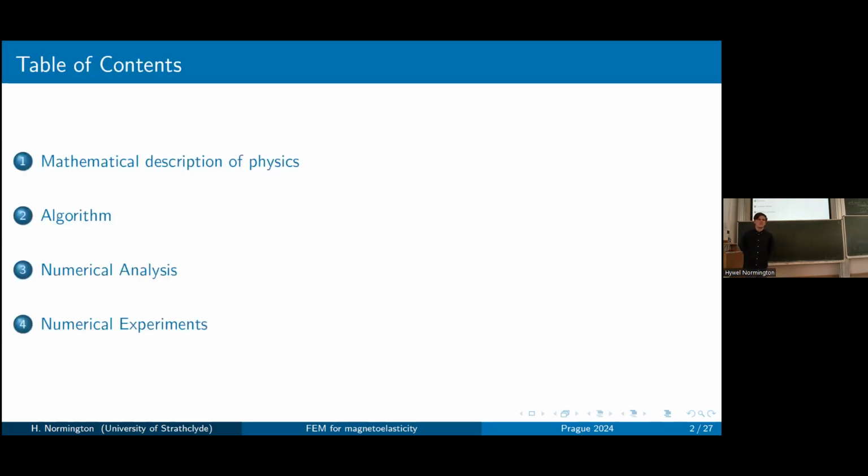So first of all, I'll go through some of the description of the physics, because without it, this is a pointless discussion. Afterwards, we'll go through the algorithm we designed and talk about some of its features. Then we'll go through the numerical analysis, trying to show you that it's actually worth some salt, and also numerical experiments to try and convince you that my analysis is actually correct.